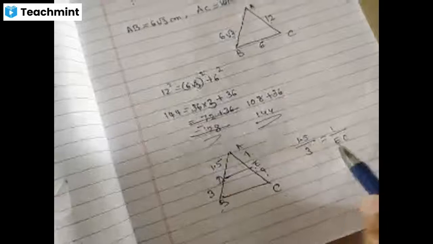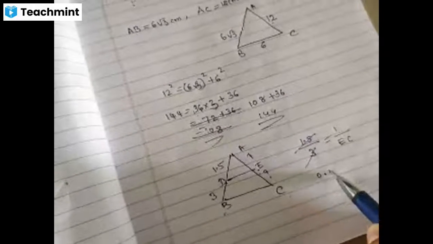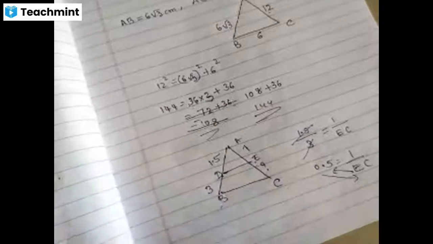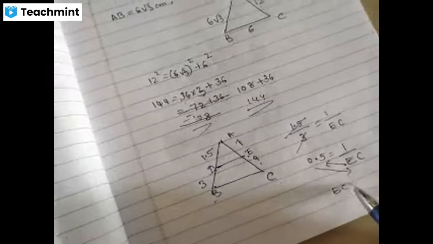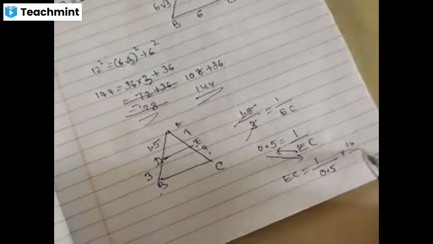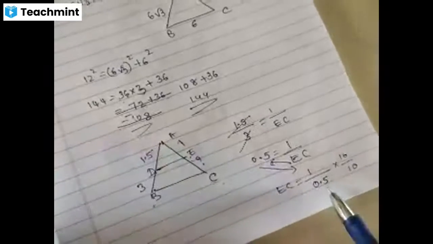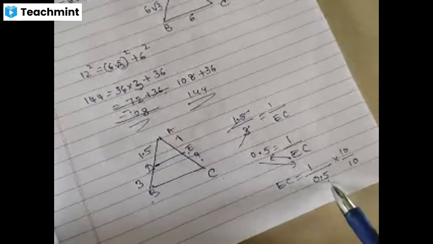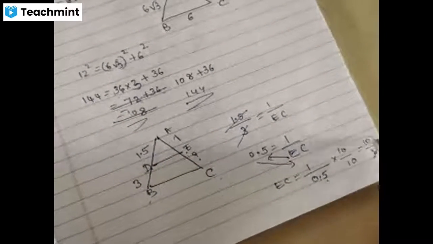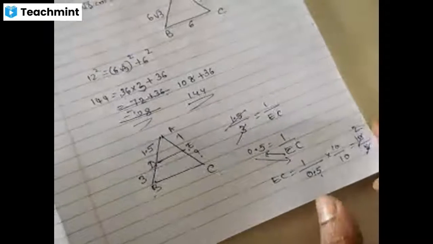So I can cut here. 0.5 is equal to 1 by EC. So you take this one here, this one here. EC is equal to 1 by 0.5. I'll remove the point by multiplying by 10 because the answer is in the full number. 10, why? Because after the decimal point 1 digit is there. So 10 for up and down. 10 by 5, the answer is 2 centimeter.